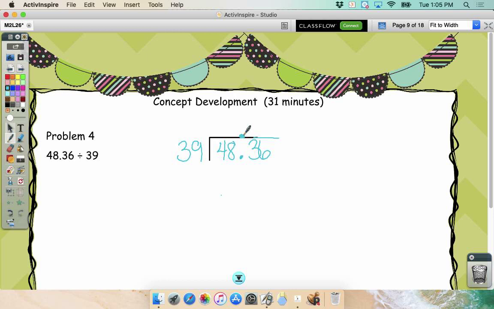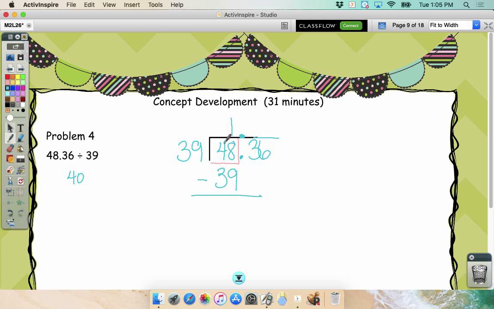Okay? Now, Nellie, what's the next step? We're going to put a box around 48. Okay? So what should I do with 39? What should I think of it as? 40. I'm going to think of it as a 40, but I'm going to use a 39. So how many times will it go into 48? One time. Okay, get busy.